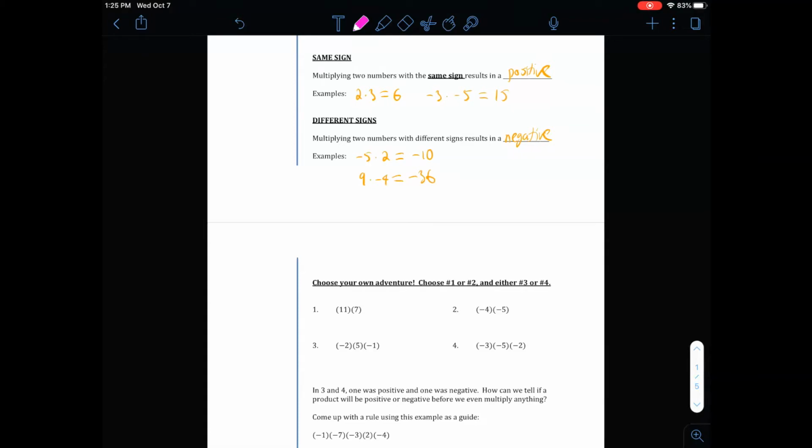All right, let's get into it. So 11 times 7 is going to be 77. Is that positive or negative 77? 2 positives make a positive. It's going to be positive 77. What about negative 4 times negative 5? Is that going to be positive or negative? That's going to be positive. 2 negatives make a positive when you multiply.